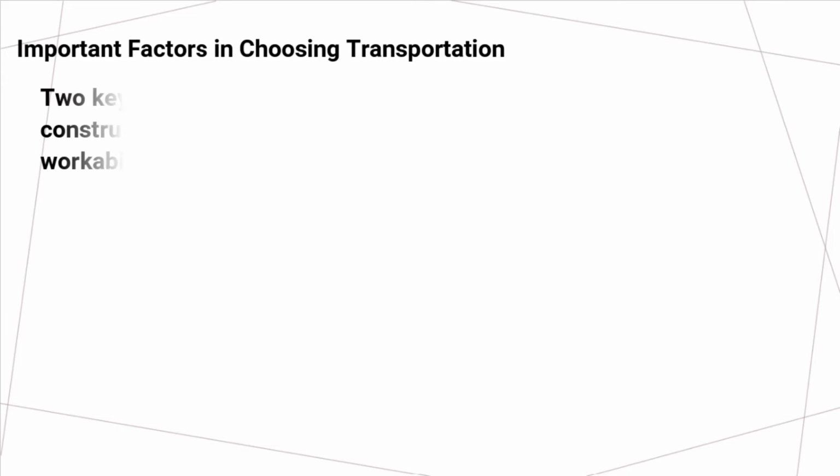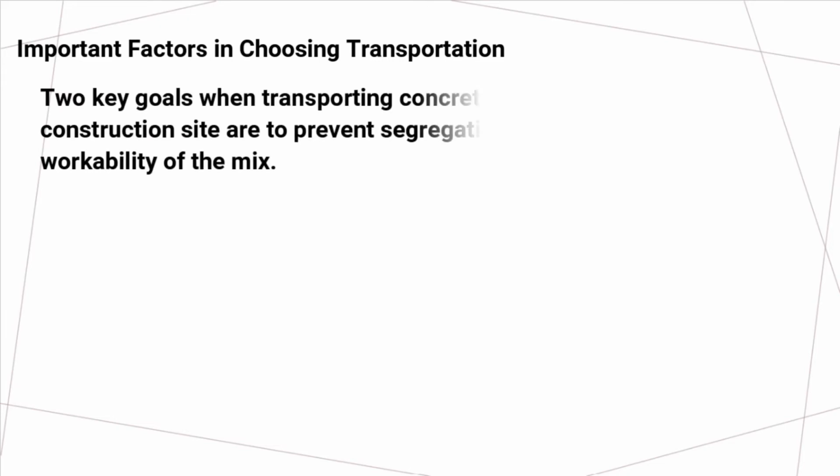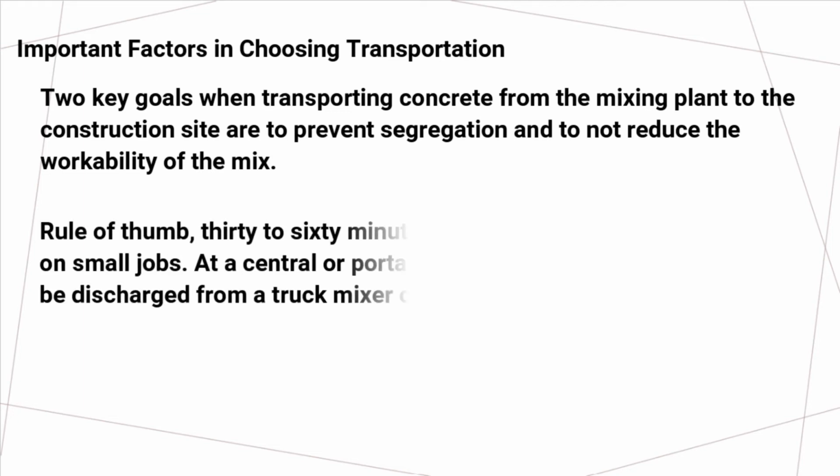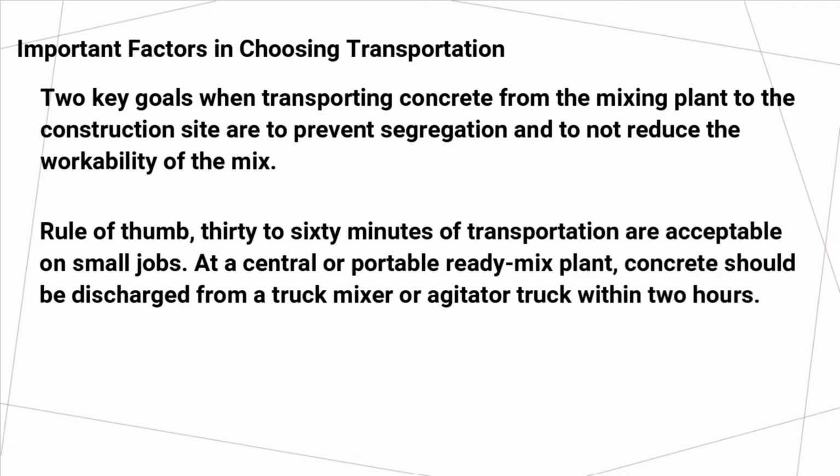Important factors in choosing transportation. There are many elements of transporting that need to be considered in order to ensure that a mix does not change its state as specified in the contract. The two key goals when transporting concrete from the mixing plant to the construction site are to prevent segregation and to not reduce the workability of the mix. This transportation process must be well thought out and organized efficiently. As a general rule of thumb, 30 to 60 minutes of transportation are acceptable on small jobs.